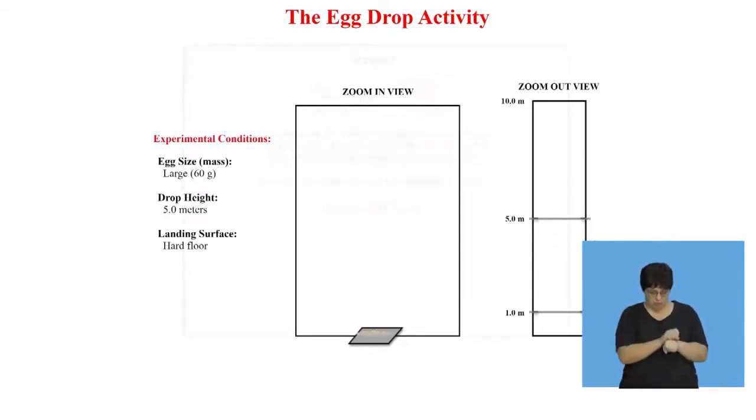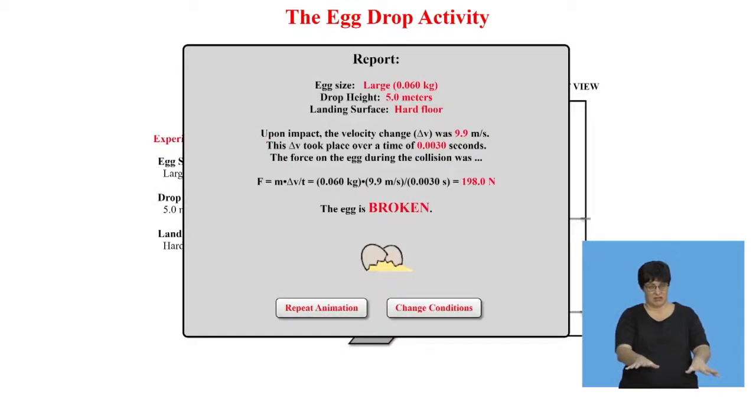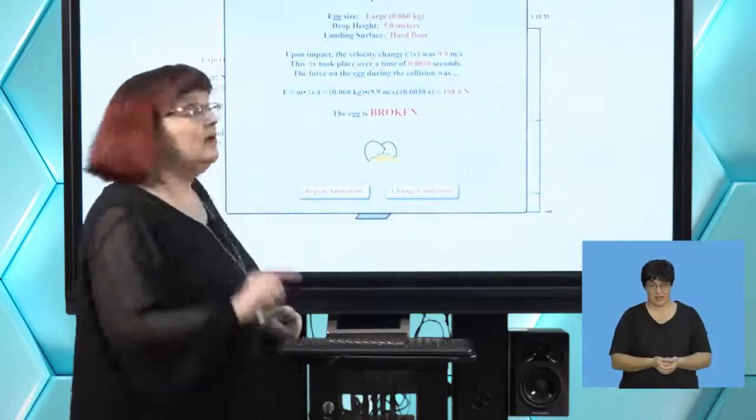It very much splashed, okay? Egg very broken. The velocity was 9.9. It took 0.003 seconds to stop and experienced a force of 198 newtons. It's very broken. It's smashed. It's a mess, okay?